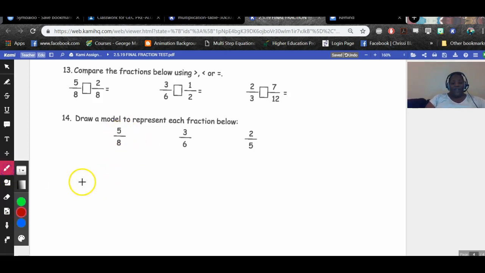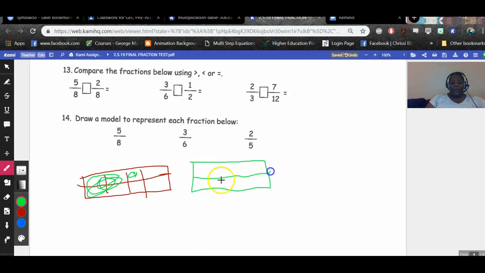So, 5 8ths. So basically I have 8 parts. Right? How many of them should be shaded in? 5 of them. Here's 4 shaded in, and 5. Boom. Okay? This one, 3 6ths. How many parts do I need? 6, right? And then how many are shaded? 3 of them. Okay. That would be half. 2 over 5. You get the idea.